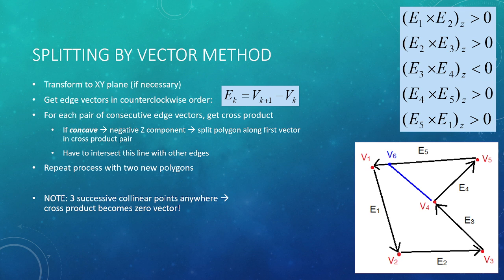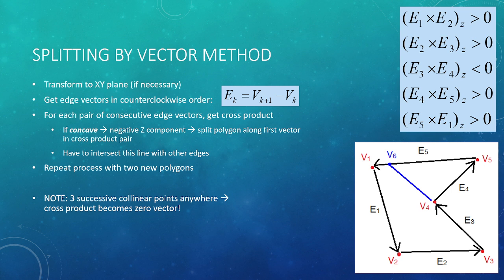So splitting with the vector method: ek equals vk plus 1 minus vk. Transform to the xy plane if necessary. Get edge vectors in counterclockwise order, that is ek equals vk plus 1 minus vk. For each pair of consecutive edge vectors, get the cross product. In a concave polygon there is a negative z component. Split the polygon along the first vector in the cross product pair, intersect this line with other edges, and repeat the process with the two new polygons.